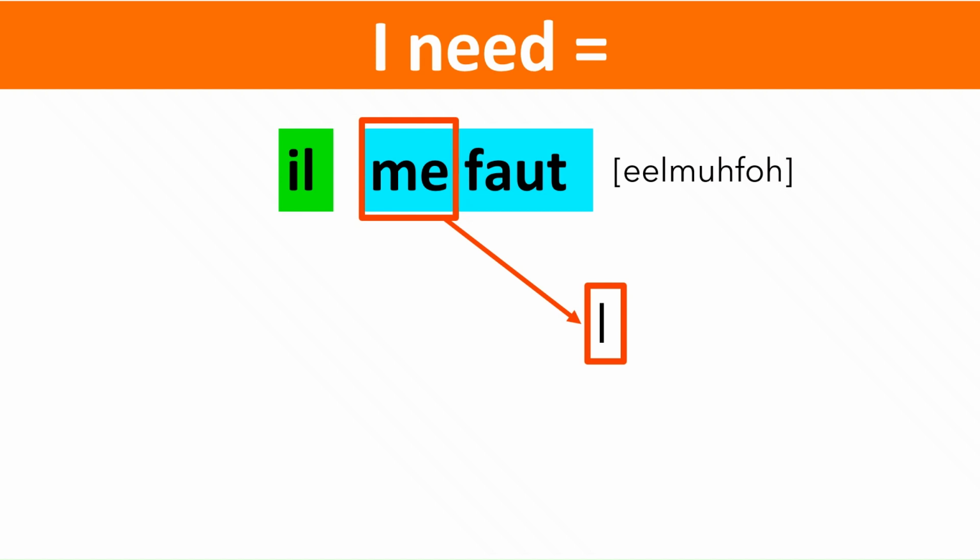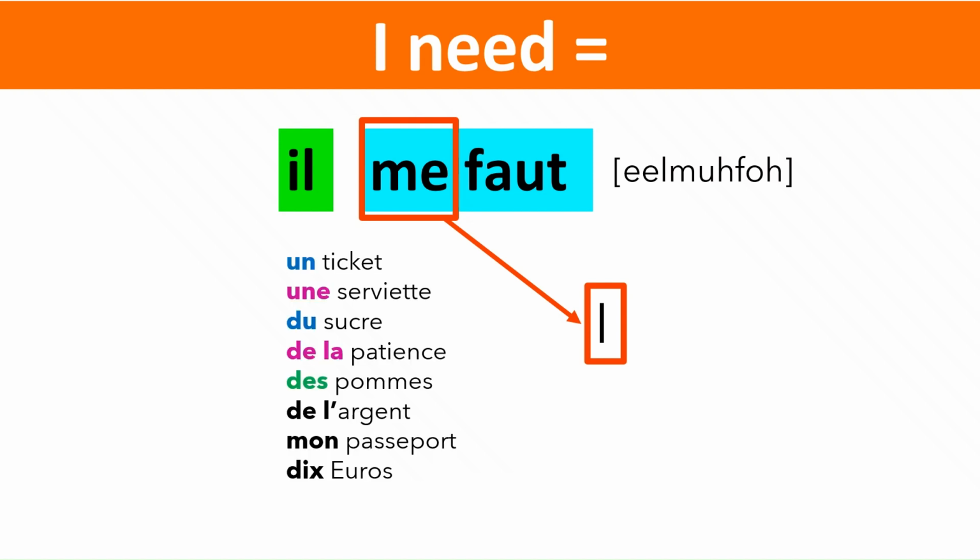So use it, and then you use it, of course, with nouns. And you have il me faut un ticket, I need a ticket. Il me faut une serviette, I need a towel. Il me faut du sucre. Now be careful. With il me faut, we need to use du, de la, des, de l'apostrophe, as opposed to j'ai besoin de, where you only use de or the apostrophe. Or you can use other words. Il me faut mon passeport, il me faut 10 euros, etc.